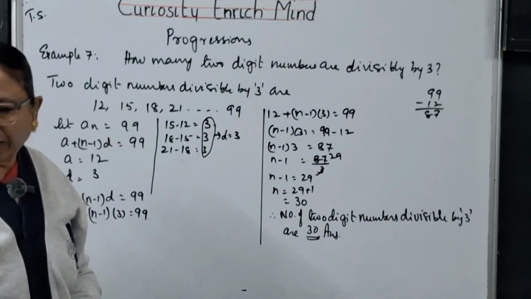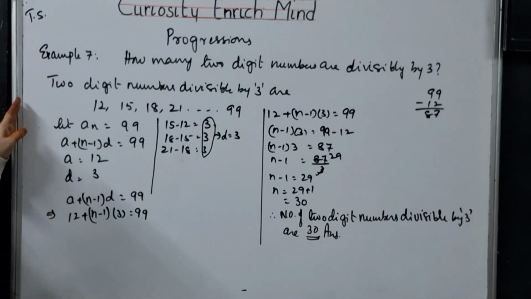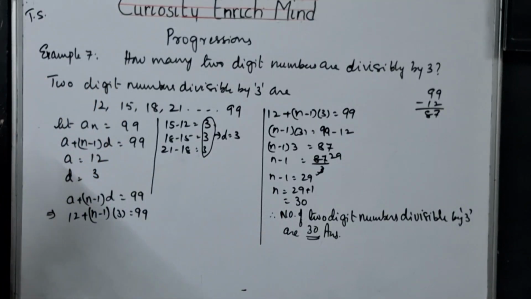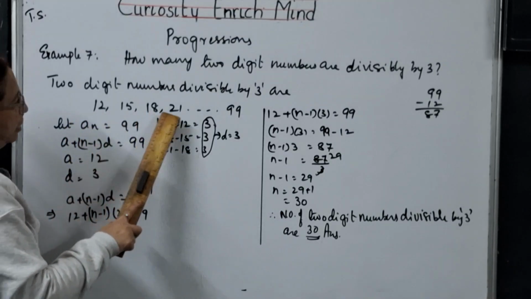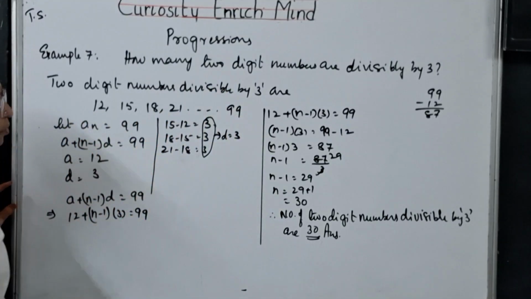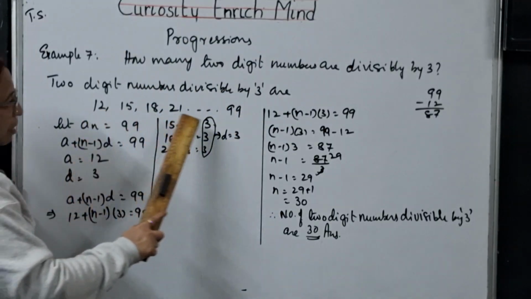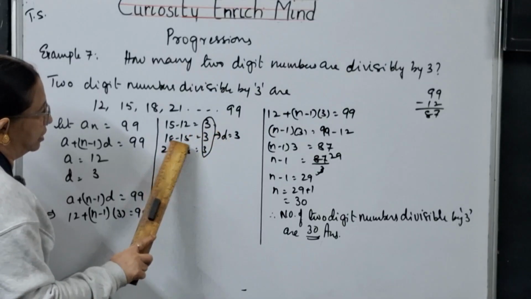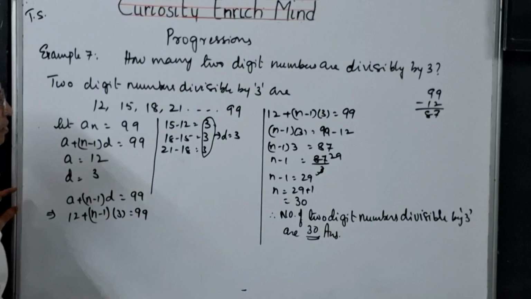So let us find out once again. Let me explain this once again. See, 2-digit numbers they are asking. 2-digit numbers of 3 are what? 12, 15, 18, 21, and so on. Up to the last 2-digit number, which is 99. So first let us see whether this is in AP. Of course, 15 minus 12 is 3, 18 minus 15 is 3, 21 minus 18 is 3, means common difference is 3.